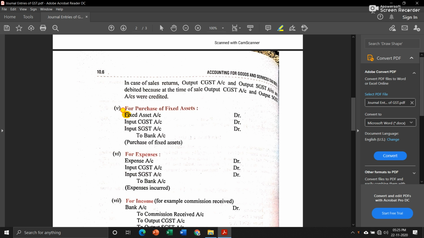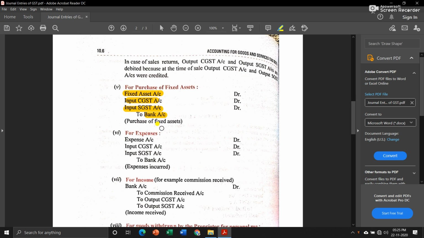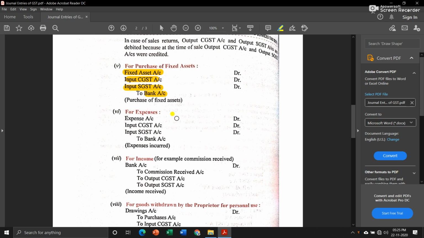Now in that time we will debit fixed asset account, we will debit input CGST and input SGST, and we will credit bank account if we are paying the amount by check. Then for any expenses that we make on any goods or any services, at that time we will debit expense account, we will debit input CGST and input SGST, and we will credit bank account.